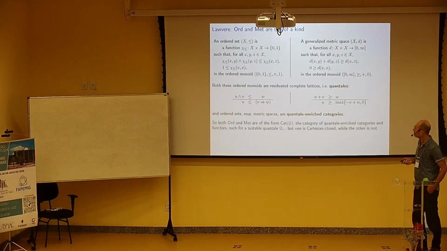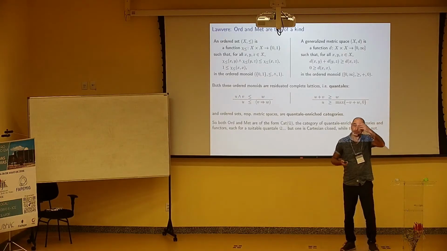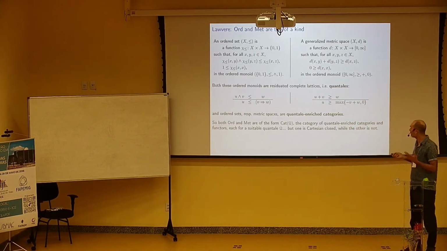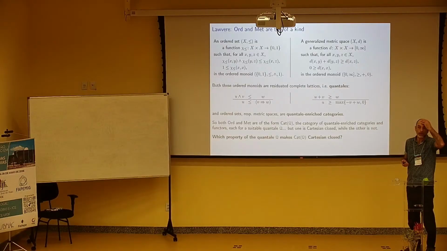So in that sense, ordered sets and metric spaces are instances of the same construction, and in that sense, my question is now precise. Which property of the underlying quantale, because it's the only difference between the two, must be responsible for the one being Cartesian closed and the other not. And I want to discover which property.